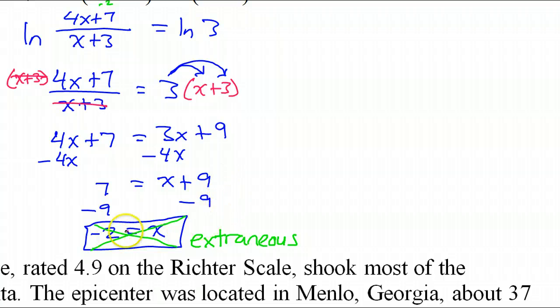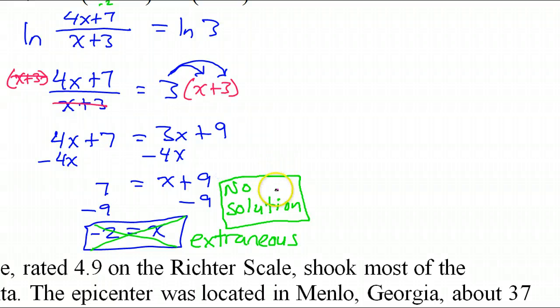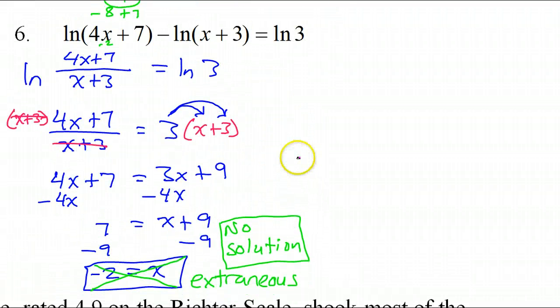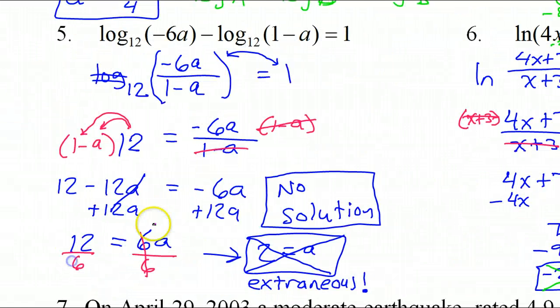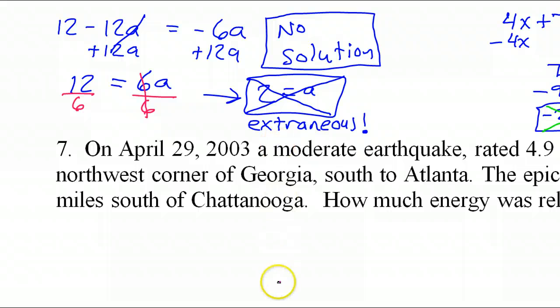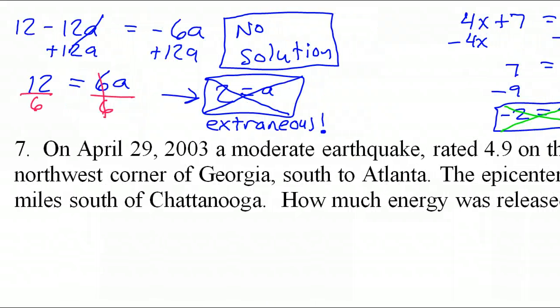Okay, and since that was my only answer, that means we have no solution. So no solution for number 6. Let's find number 7. Okay, better zoom out. Number 7 is a word problem.